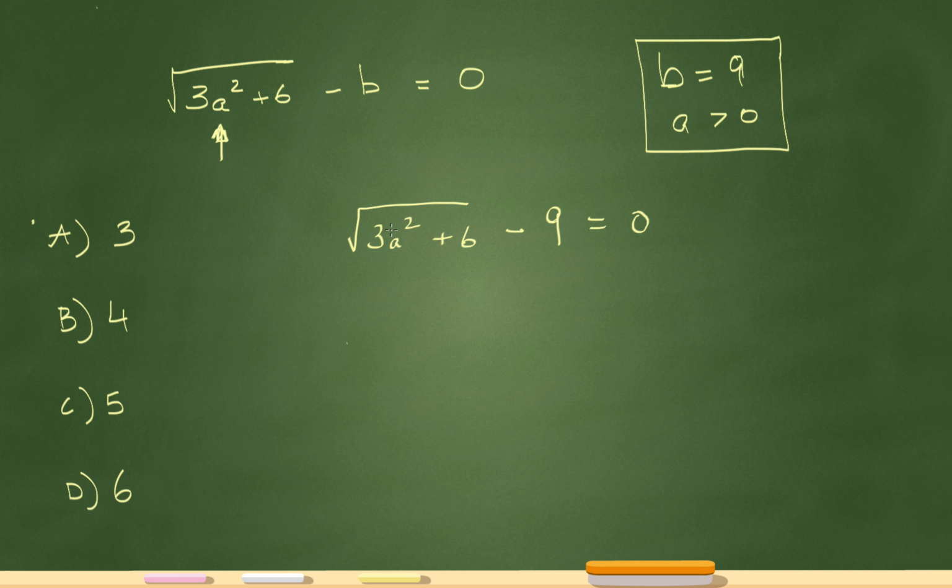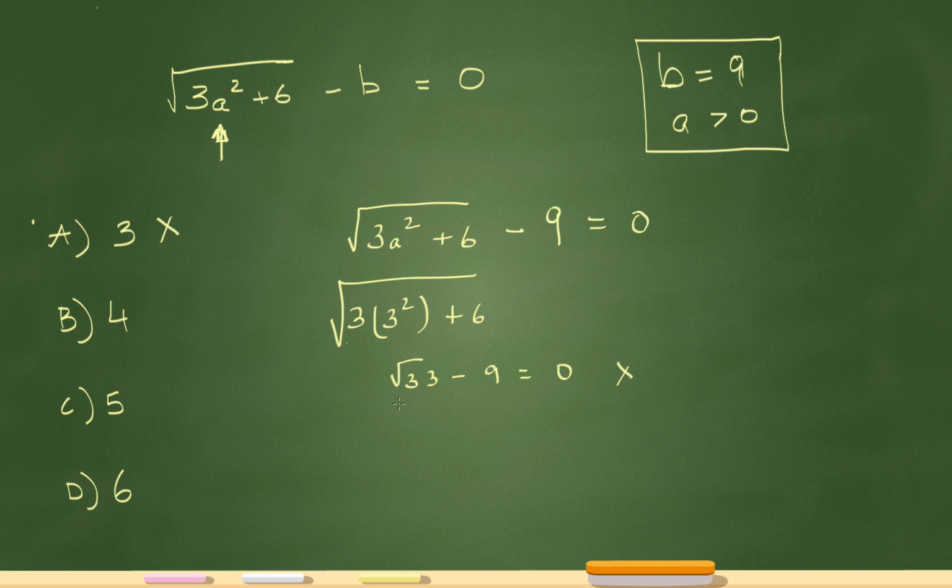Now let's throw answer choice A, which is just 3, in there. So 3 squared, times 3, plus 6. 3 squared is 9, 9 times 3 is 27, 27 plus 6 is 33. Square root of 33 minus 9, does that equal 0? No. So I know A is not going to be my answer.